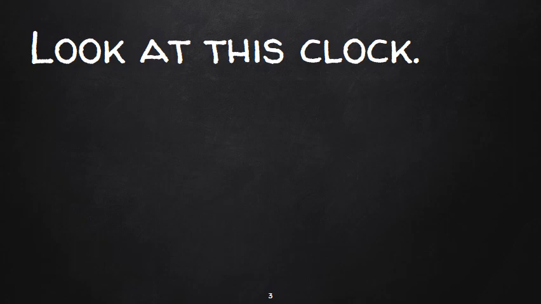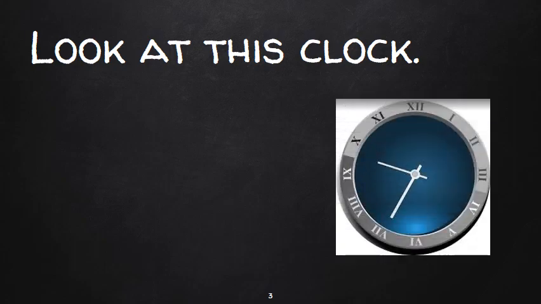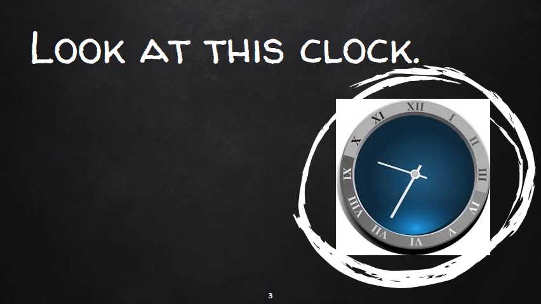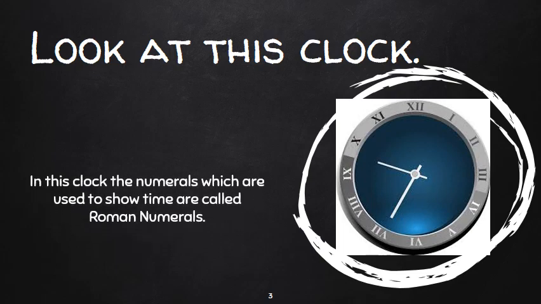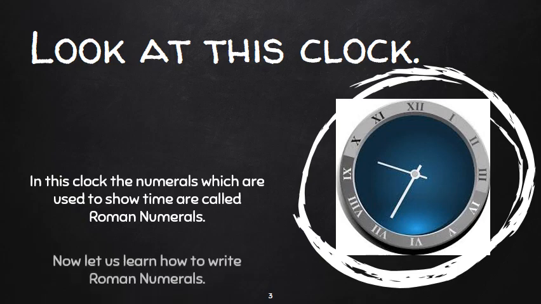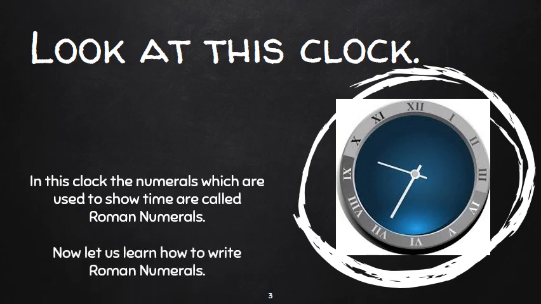Well, look at this clock. Can you see the numbers which are shown in this clock? In this clock, the numerals which are used to show time are called Roman numerals. Now, let us learn how to write Roman numerals.